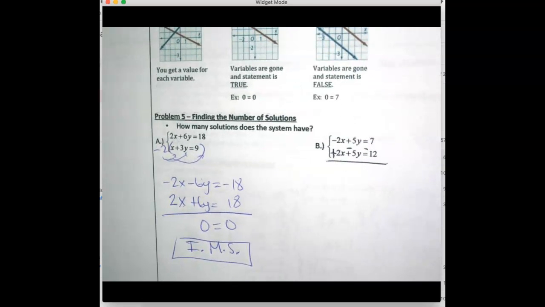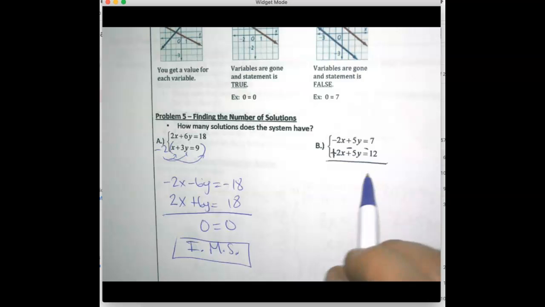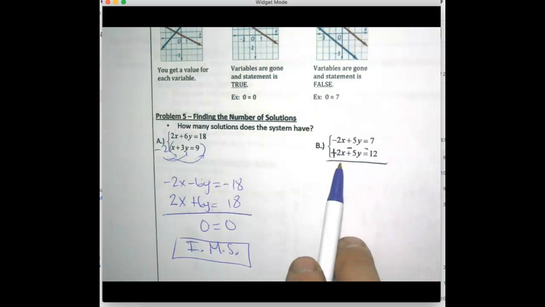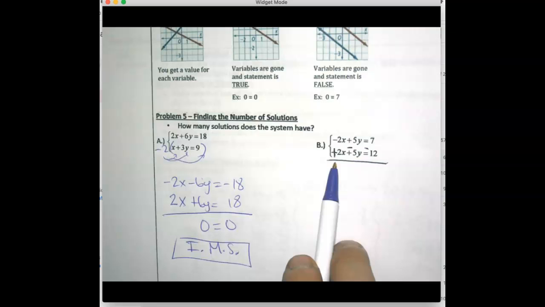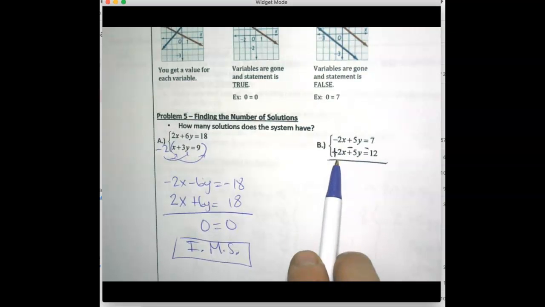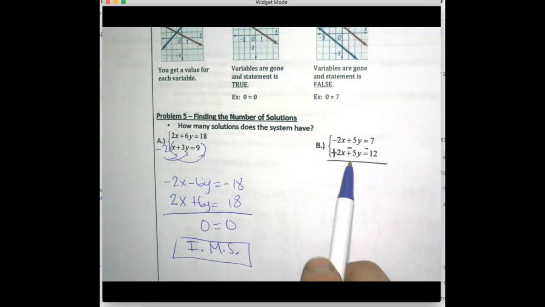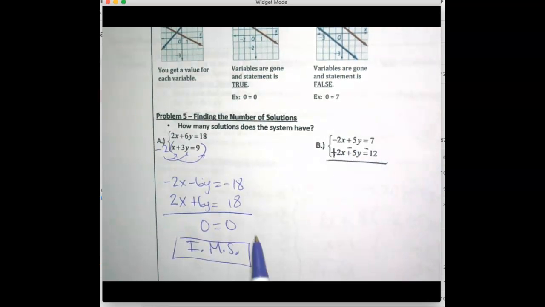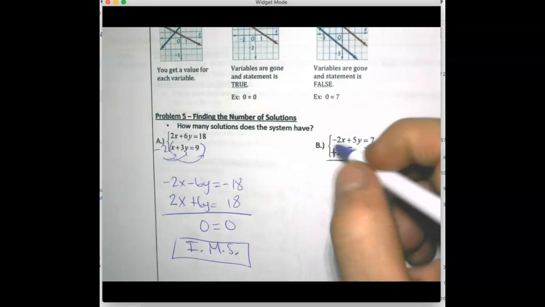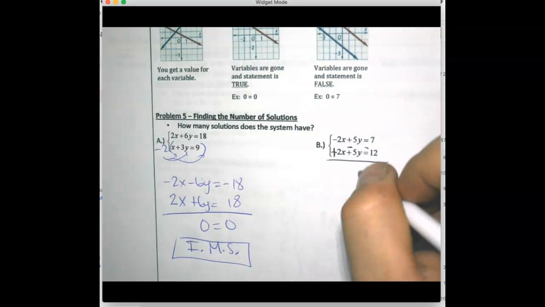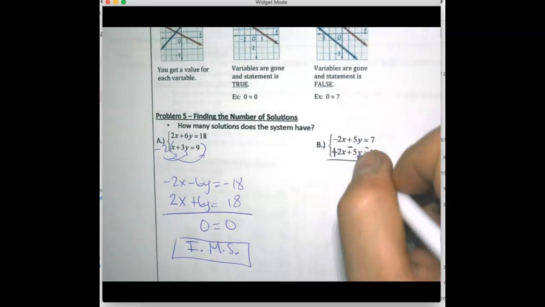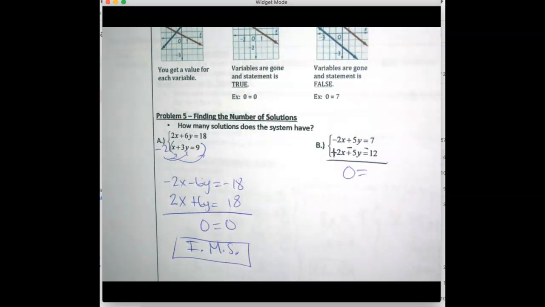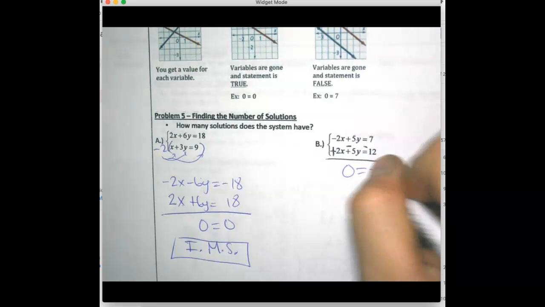Now this one here, let's see, I already changed the signs. It looked like I already got started on this one. So I changed the signs to make opposites, right? The opposite of negative 2 is positive 2. And the only way I can make opposites out of this is if I make opposites out of everything in this equation. So make the 5y into a negative 5y and the 12 into a negative 12. And now when I combine these equations, negative 2 plus 2 is 0. 5 plus negative 5 is also 0. So all the variables zero out. But 7 plus negative 12 is negative 5.